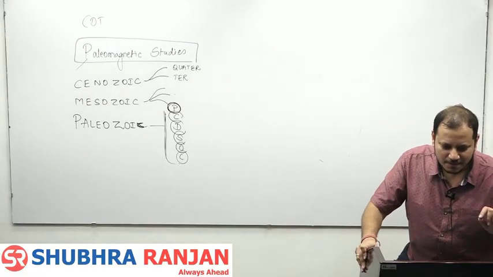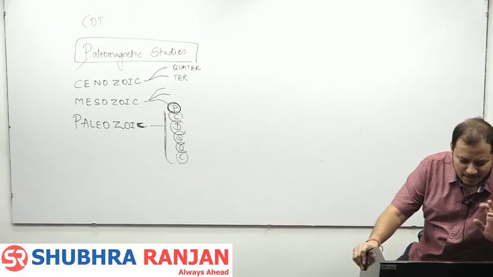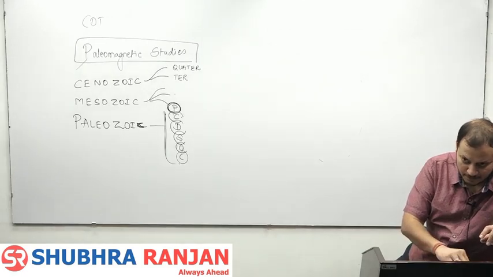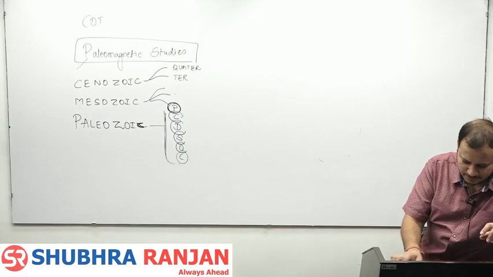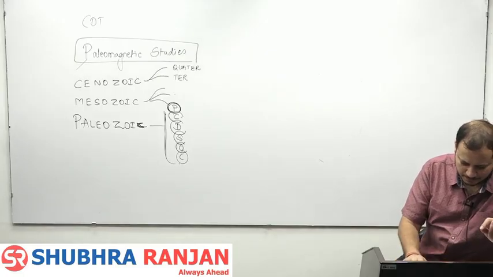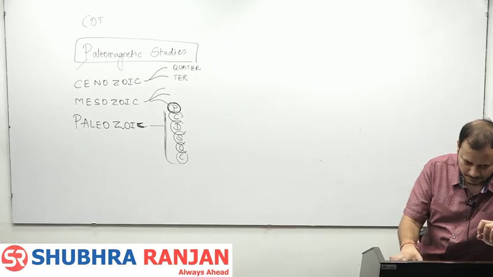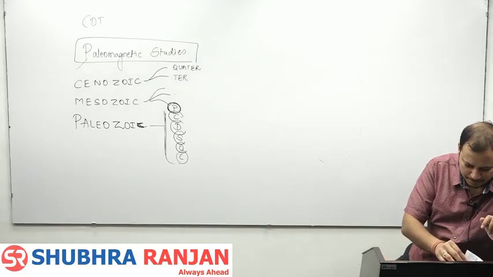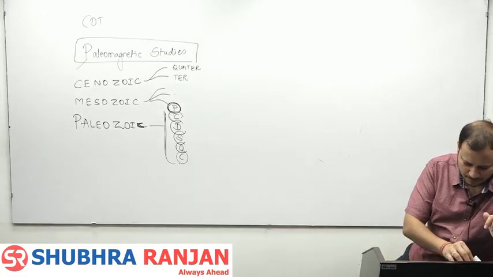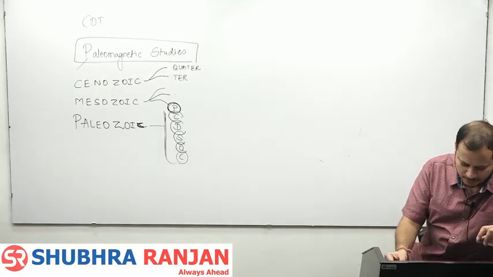Paleomagnetism and geomagnetism deals with the study of Earth's magnetic fields, and the presence of magnetic direction and dip in the fossilized rocks.